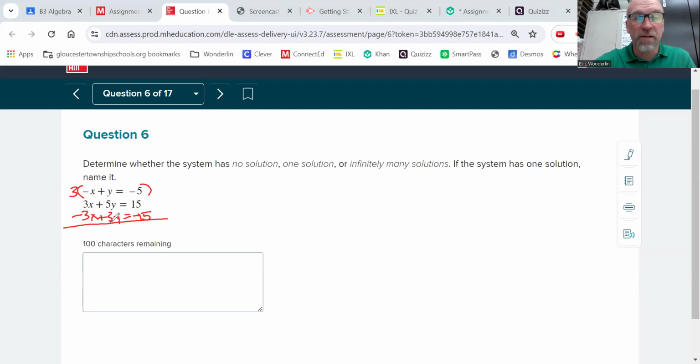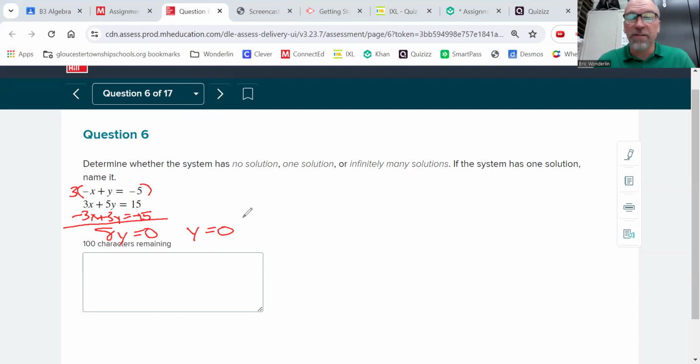X's eliminate. Y's become 8y equals negative 15, and 15 makes 0. 8y is 0. Some of you guys freaked out. You're like, oh, no solutions. No, y is 0. 0 is a solution. Y is 0. Done.